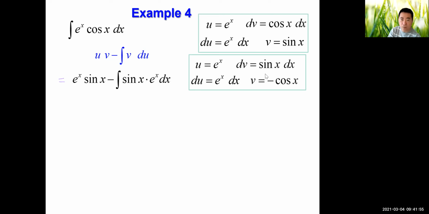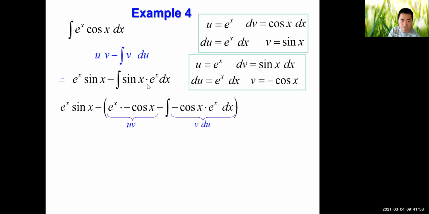So apply the integration by parts formula. This integral right here is now following integration by parts, u times v minus integral of v du. See, u is e to the x, v is negative cosine, minus integral, v is negative cosine, and du is e to the x dx.